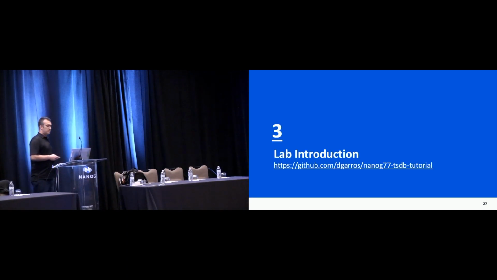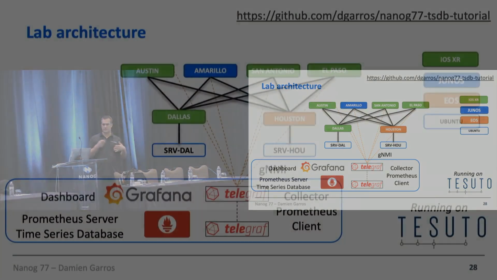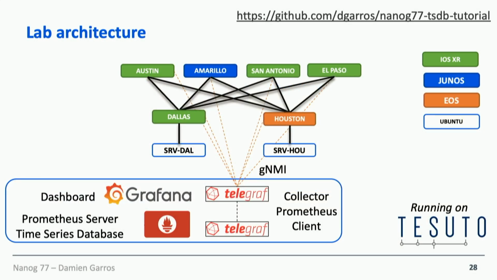I created this lab based on 6 different devices, 3 different NOS: IOS XR, JUNOS, EOS. It's a basic spine-leaf topology with 4 spines, 2 leaves, and a couple of servers to generate some traffic. We will have a server where we install the time series database and the visualization, and we'll install 1 Telegraf agent for every node. This Telegraf agent will use gNMI to connect to the device and query the information, and it will expose that to Prometheus. Again, we'll work through that.